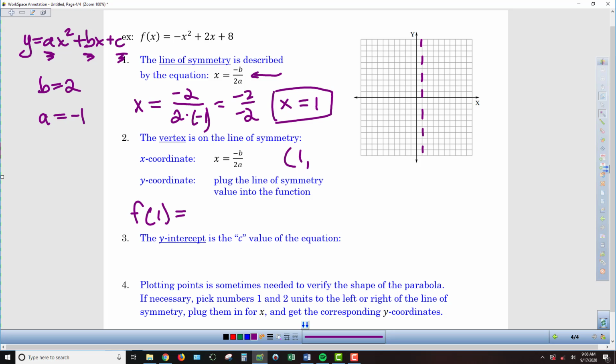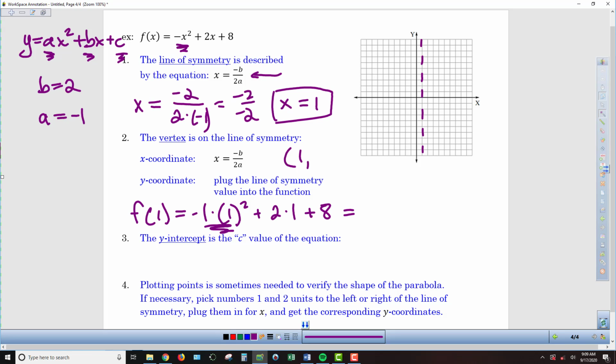I just have to be careful here. I'm going to treat this as negative 1 times x squared. I want to make sure that I understand that that negative 1 is separate from the x squared. So it's negative 1 times 1 squared, and then plus 2 times 1, and then plus 8. I have a little order of operations issue here. I'm going to have 1 squared, which is 1, and then I'm going to multiply it by the negative. That's why it's important that we understand that that negative is separate from the x squared.